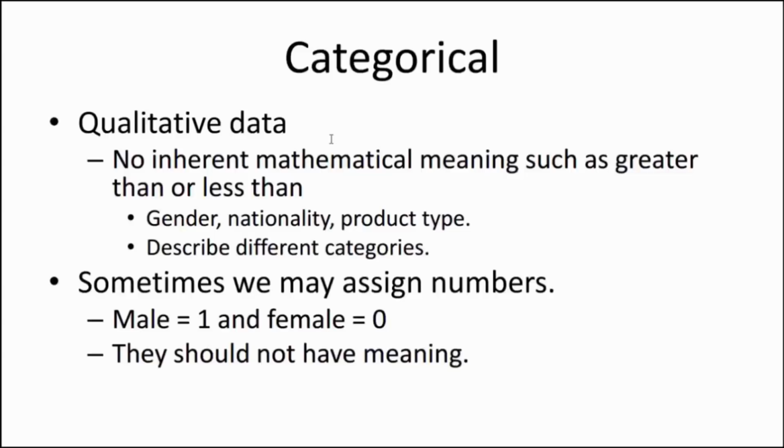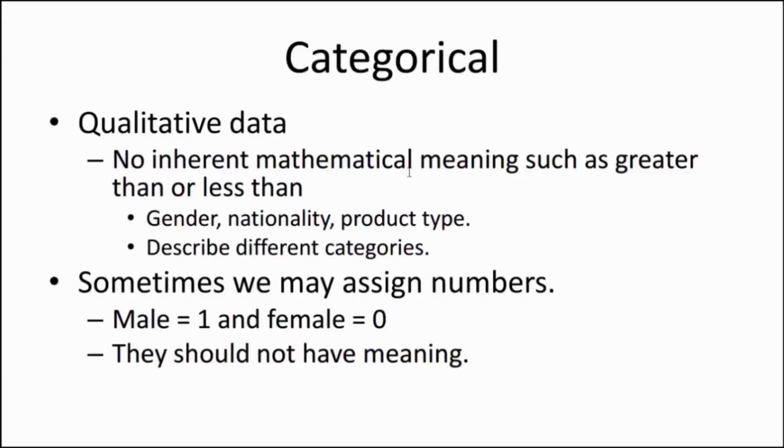Some examples include the gender, the nationality, the product type. So it basically describes different categories that are present in your data, based on which you can categorize and split your data into different pieces.